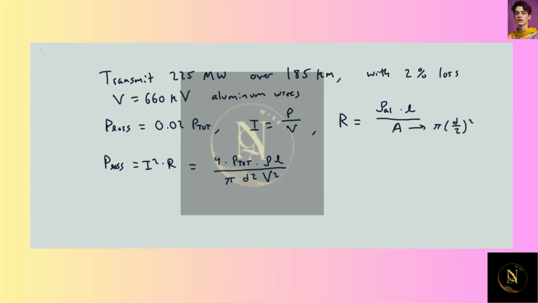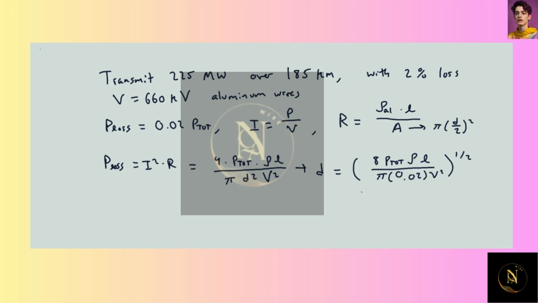So now we want to solve for d. Since the material is given, we want to find the diameter of wire to use. And so solving for d, we find the expression: 8 times the total power output times the resistivity and length, over pi times the fraction of power that is going to be lost, 0.02, times the voltage squared, and all this to the 1/2.